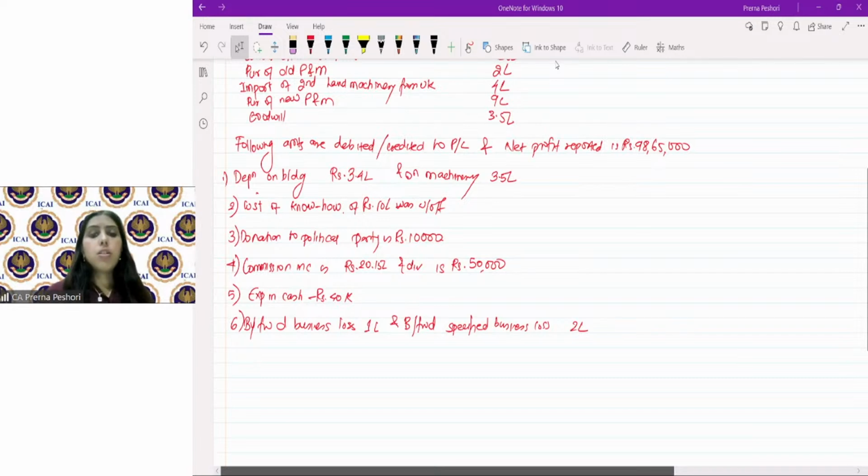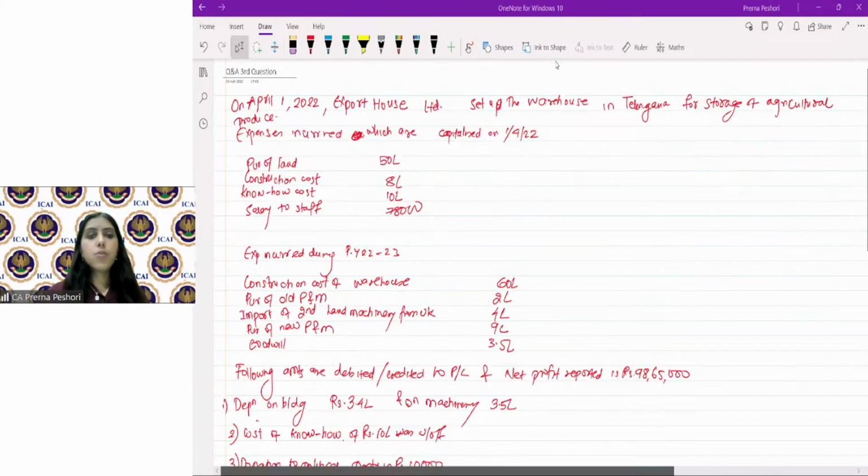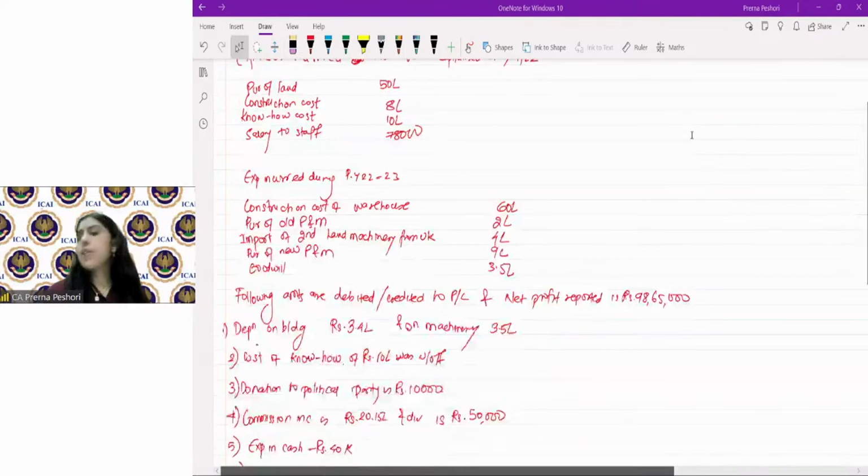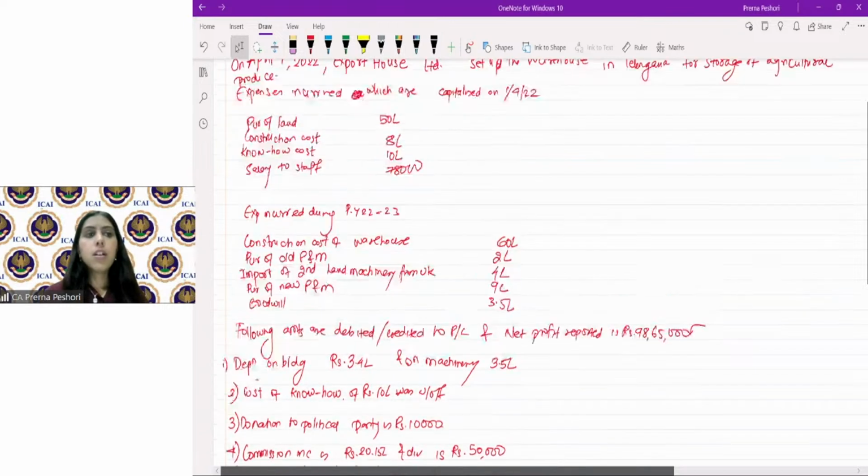What is so special in this question? Where is this question taking us towards? Yes, Kaushiki, 35AD specific business. Okay. So let's get quickly started. The net profit is 98 lakh 65,000. So that's fine. Now we'll directly come towards the first part.